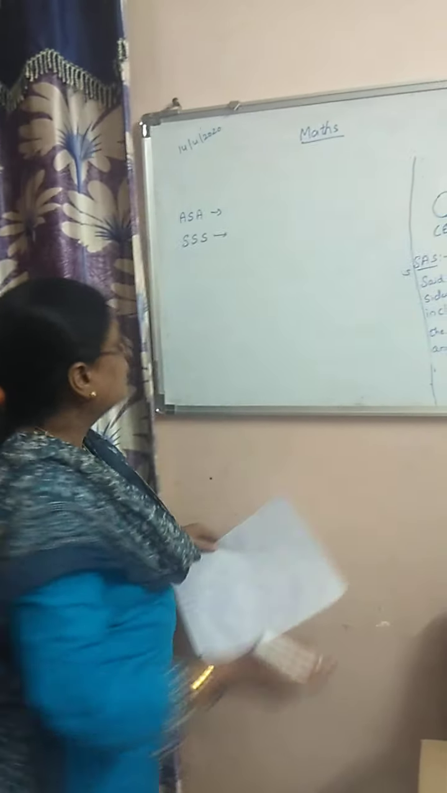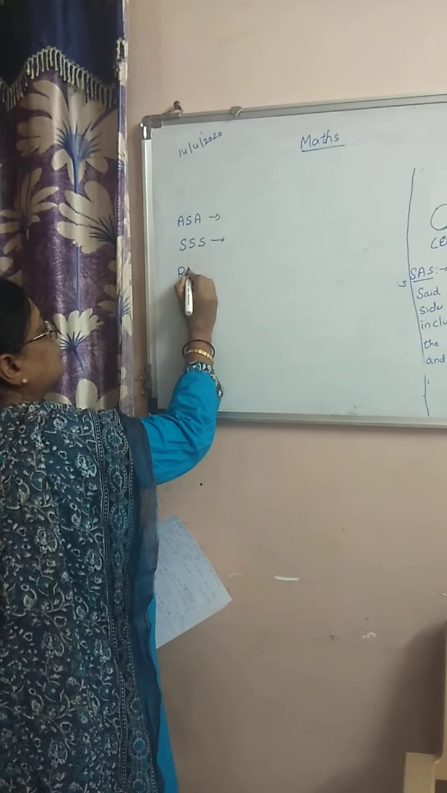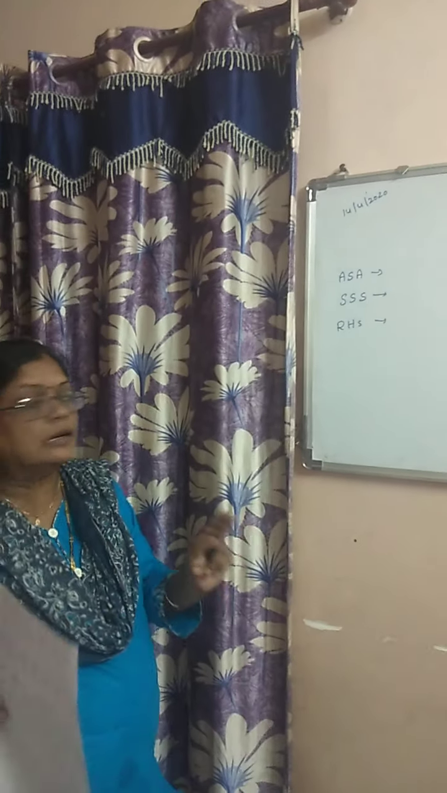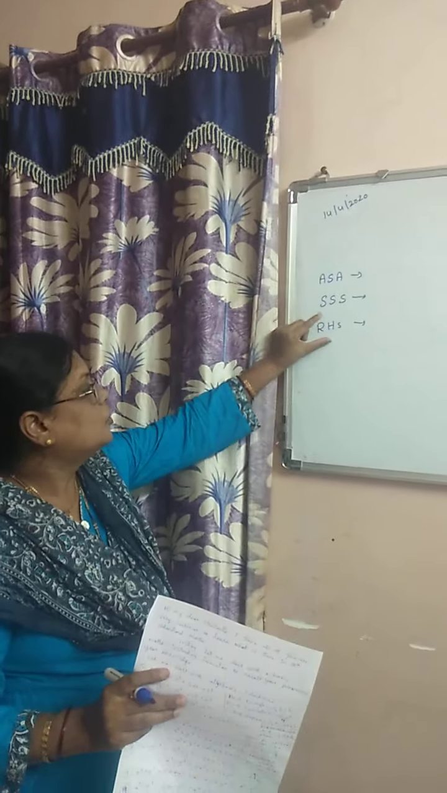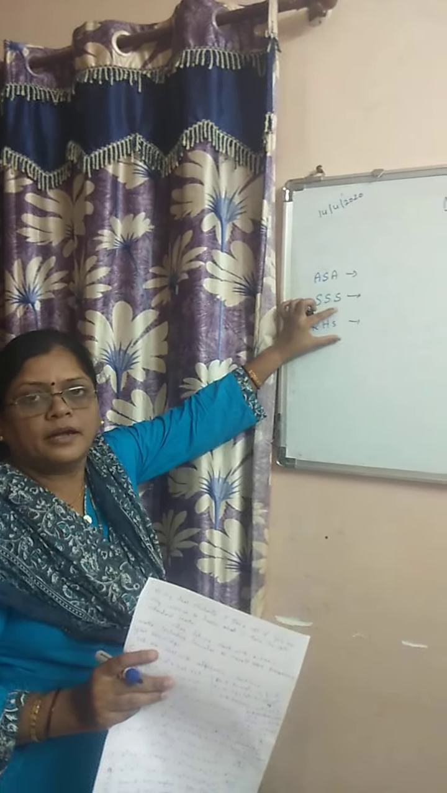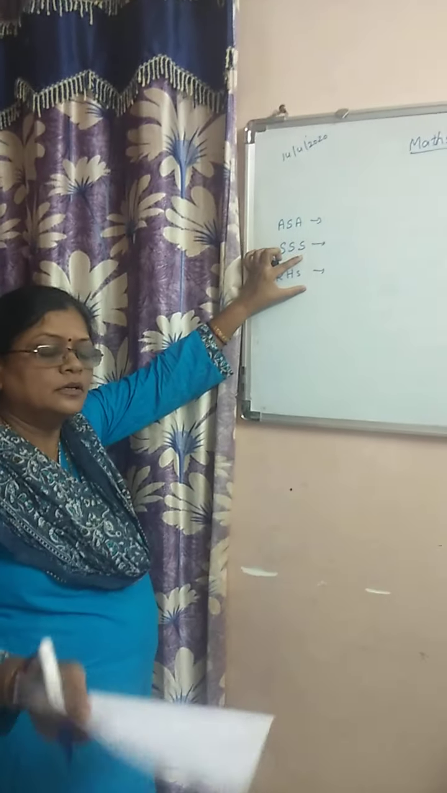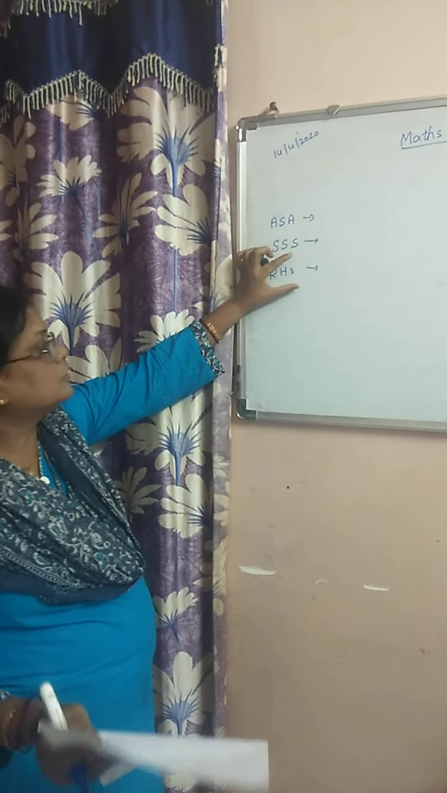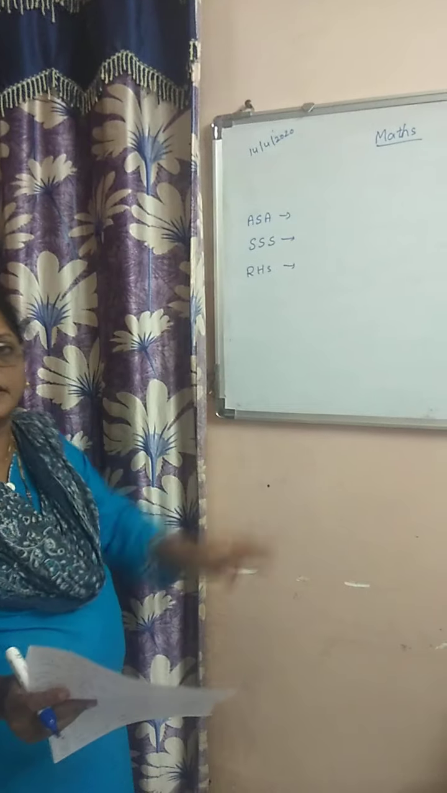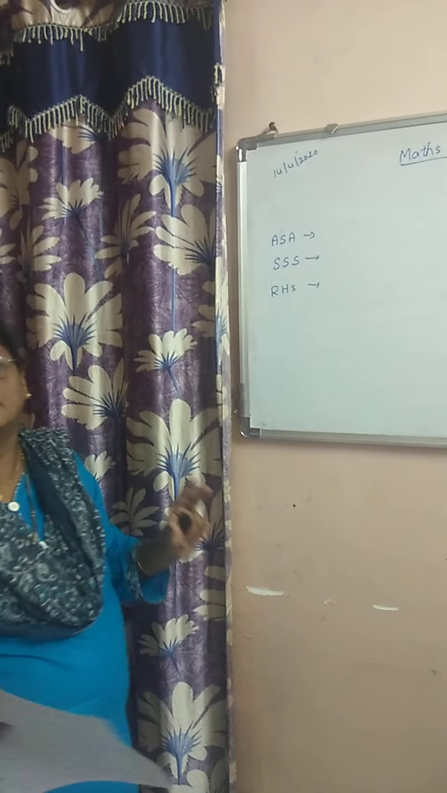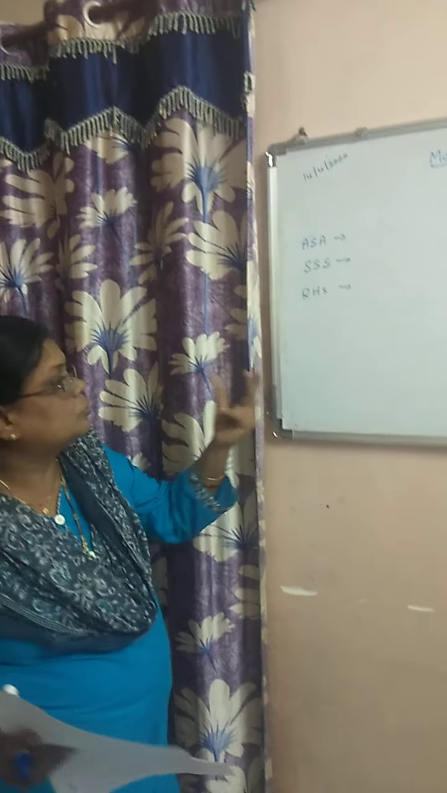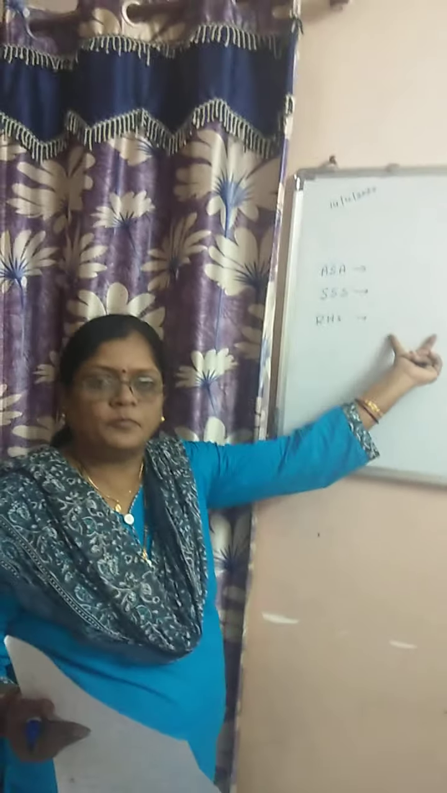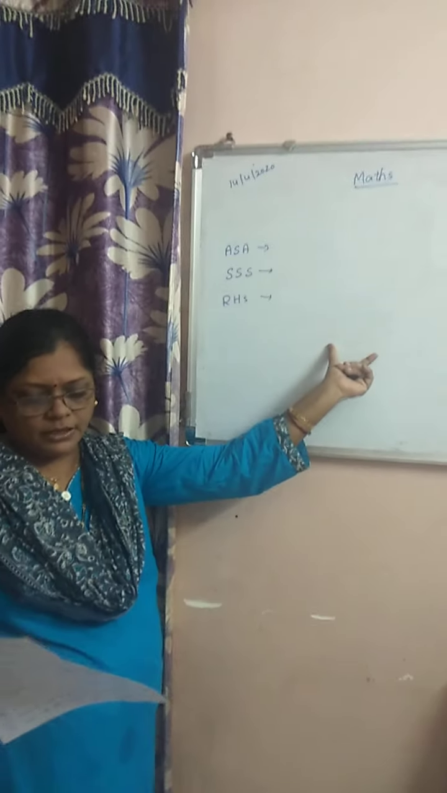Next comes the RHS congruency rule. Here both the triangles are right triangles, and one hypotenuse and one other side of one triangle are equal to the hypotenuse and one more side of the other triangle, then both the triangles are said to be congruent by RHS rule. Okay, these all we learnt.